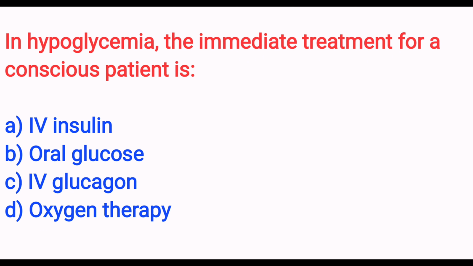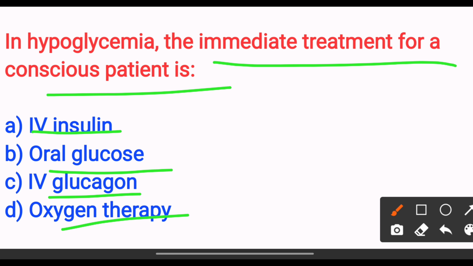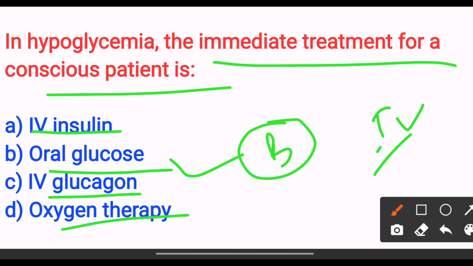Next, in hypoglycemia, the immediate treatment for a conscious patient is: option A, IV insulin; option B, oral glucose; option C, IV glucagon; option D, oxygen therapy. The answer is option B. For a conscious patient, we give it orally. When the patient is totally unconscious, then we give it through the IV line.